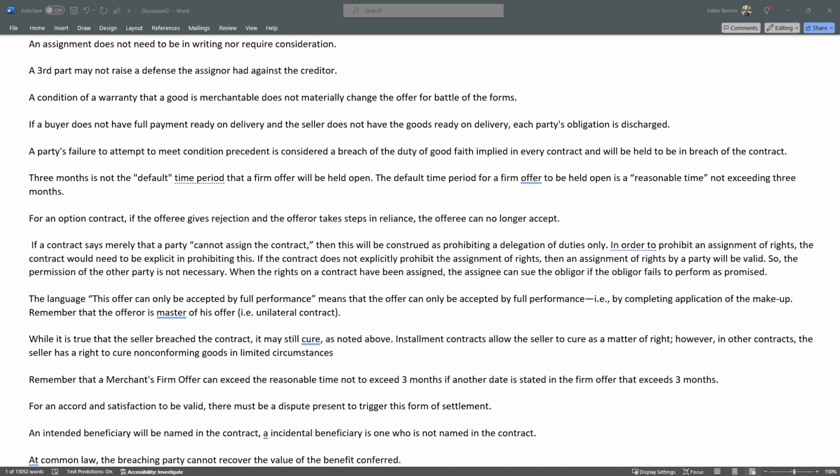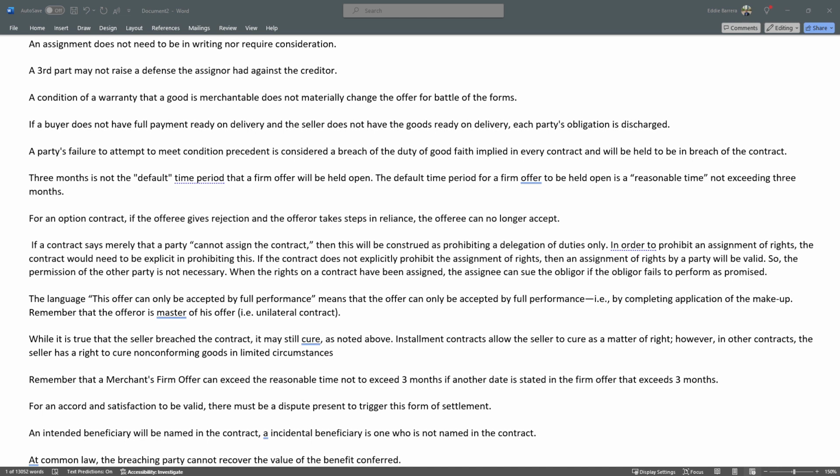3 months is not the default time period that a firm offer will be held open. The default time period for a firm offer to be held open is a reasonable time, not exceeding 3 months. For an option contract, if the offeree gives rejection and the offeror takes steps in reliance, the offeree can no longer accept. If a contract says merely that a party cannot assign the contract, then this will be construed as prohibiting a delegation of duties only.